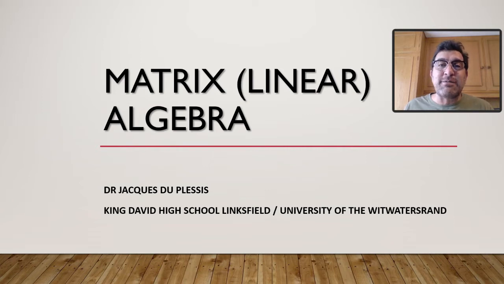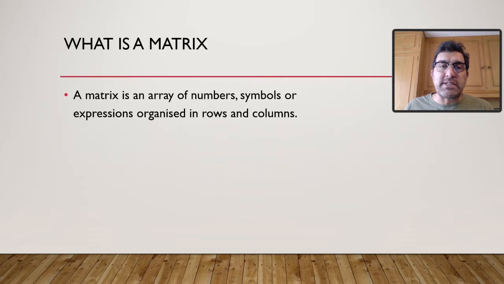Okay, let's see what we talk about when we talk about matrices. The first question that comes to mind is, what is a matrix? Well, a matrix is an array of numbers or symbols. Okay, there's important language here. It is an array of numbers or symbols or expressions that we organize in rows and columns. That is what we call a matrix.